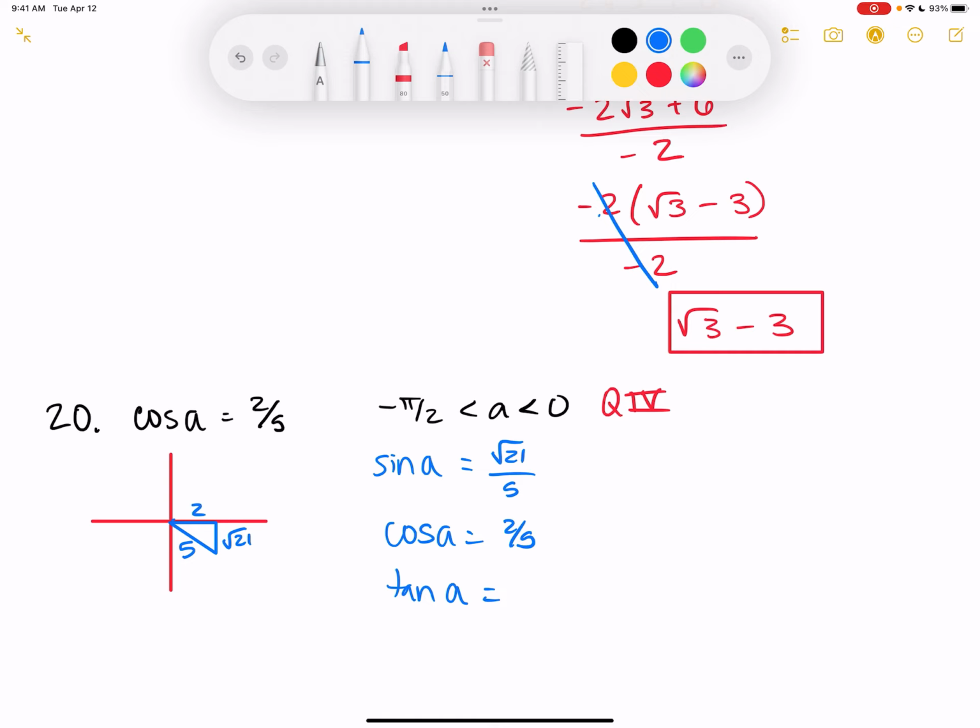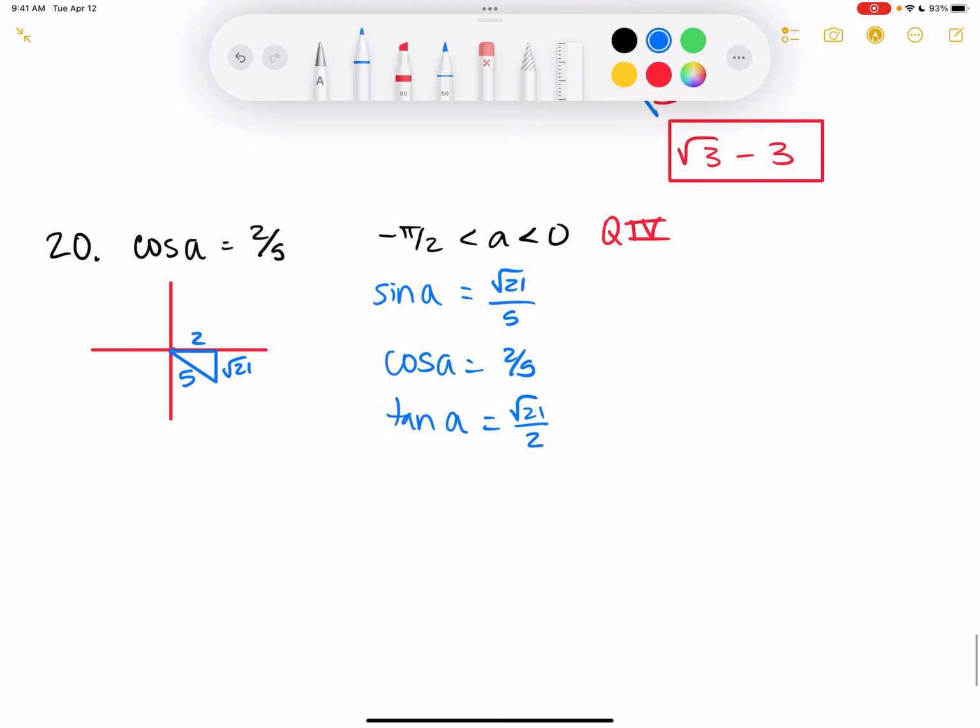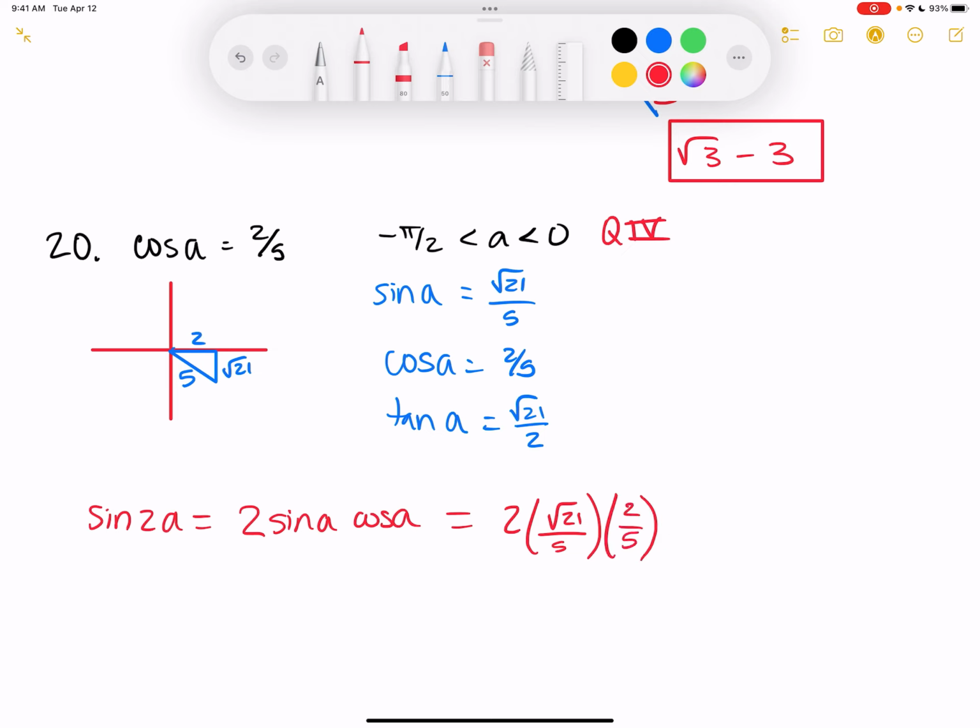Tangent is what? Root 21 over 2. All right, so now sine of 2A is equal to 2 sine A cosine A. Right? Yup. So 2 times square root of 21 over 5 times 2 over 5. 4 root 21 over 25.